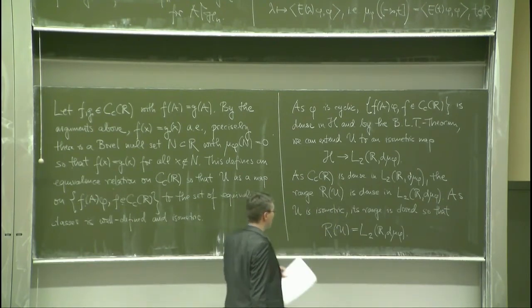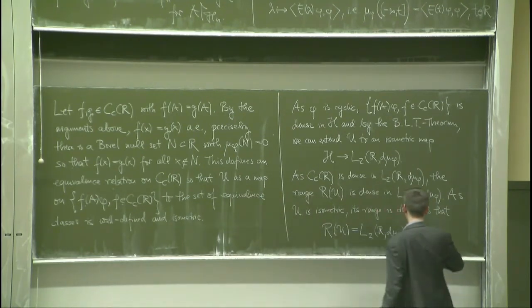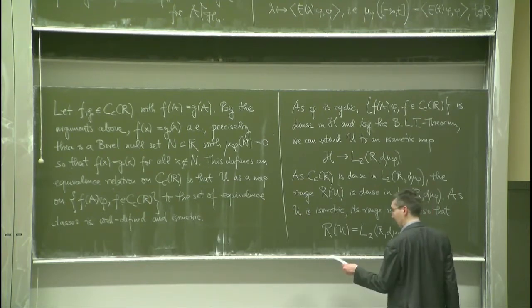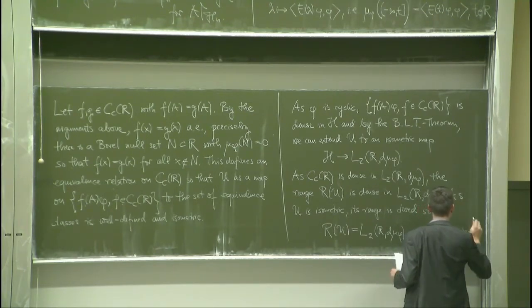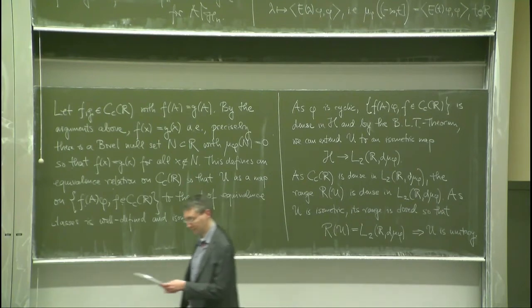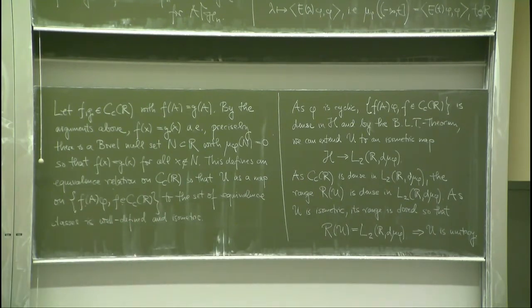So this shows that our map is surjective. It's also isometric, so we finally get that U is unitary. So we have a unitary map here.